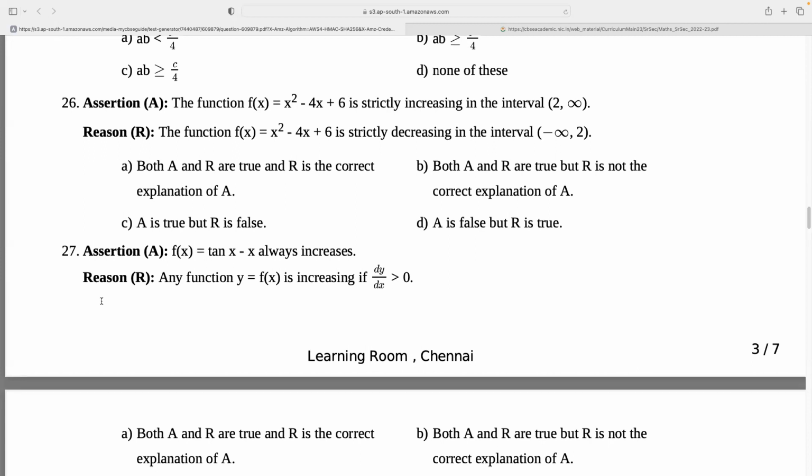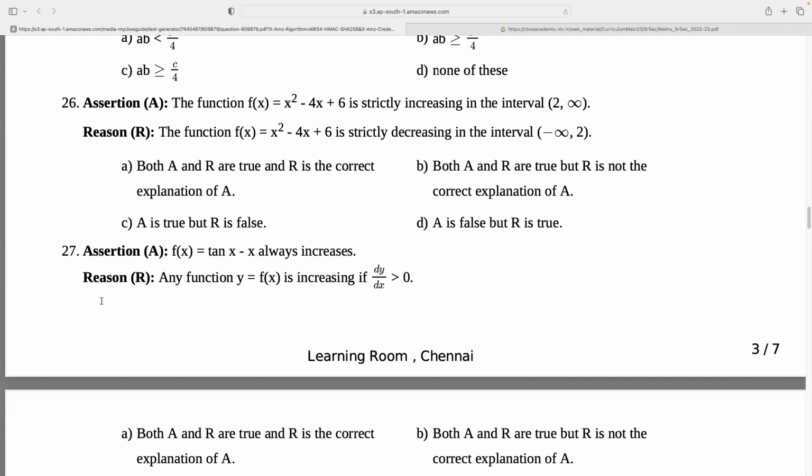So can you try the 26th one? The function f of x is equal to x square minus 4x plus 6 is strictly increasing in the interval 2 to infinity. Is it right? Check it.